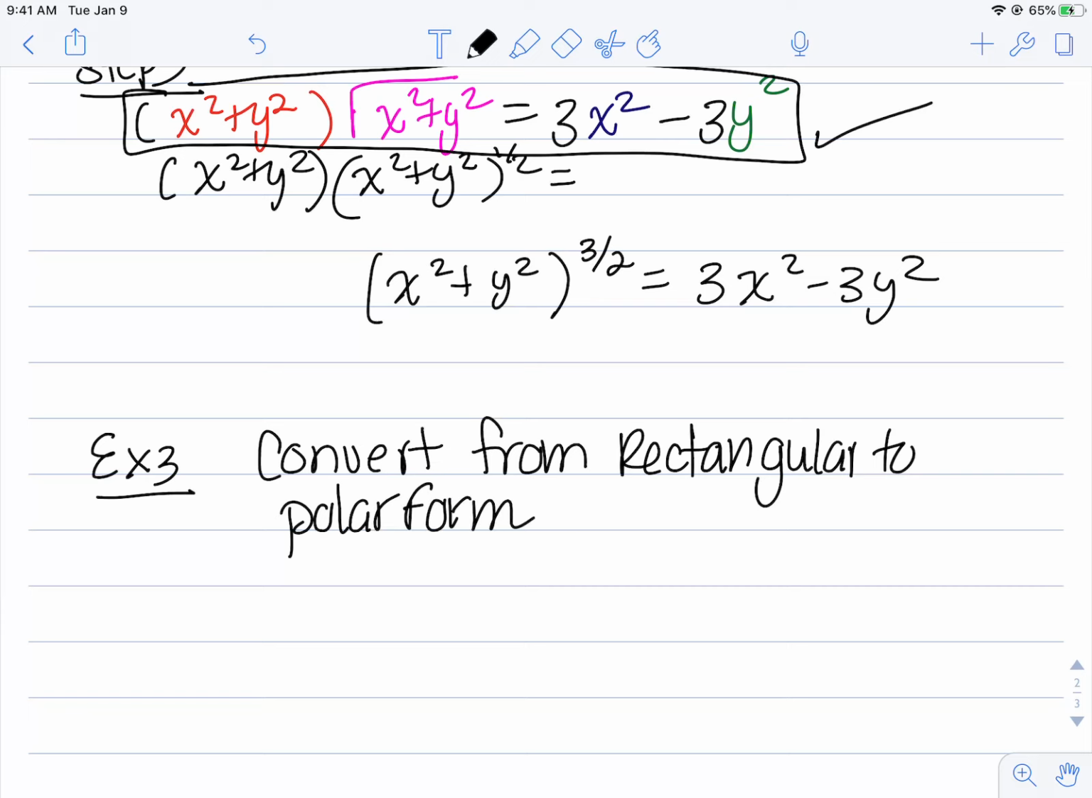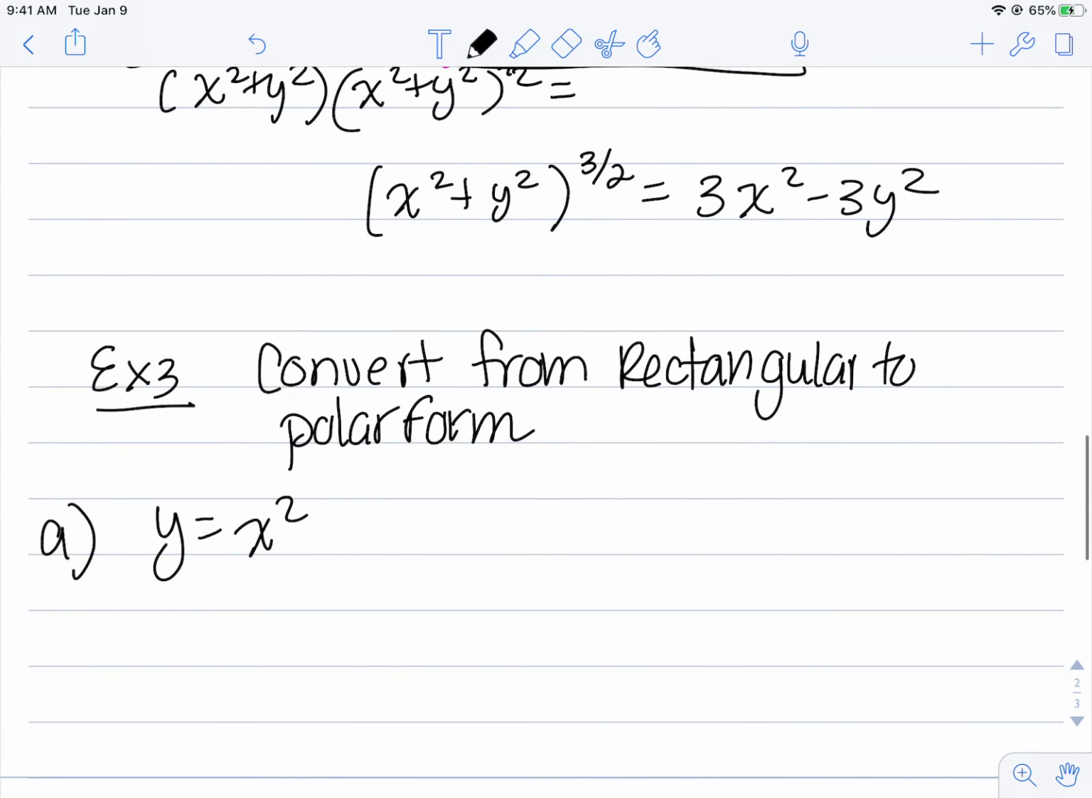Okay. So let's say I gave you A. Convert y equals x squared. You know what that is. That's a parabola. So what does a parabola look like in polar form? And then we are also going to convert B, xy equals 1, which is really y equals 1 over x. So let's see what that looks like in polar form. You want to give it a try? Go ahead and you try.